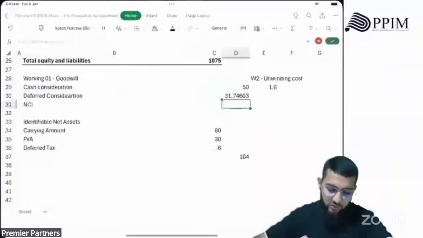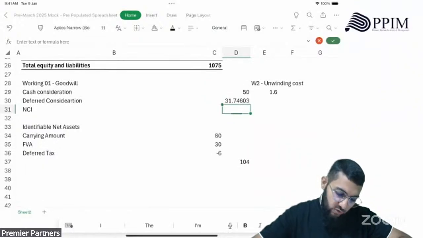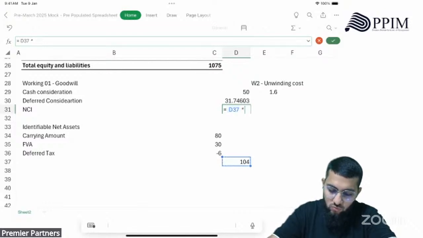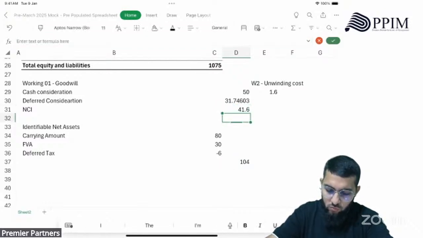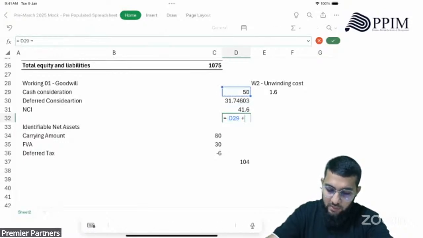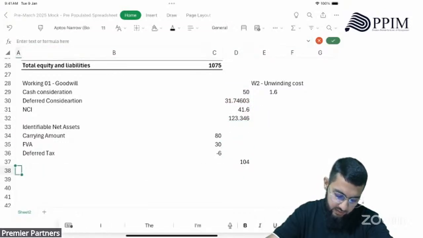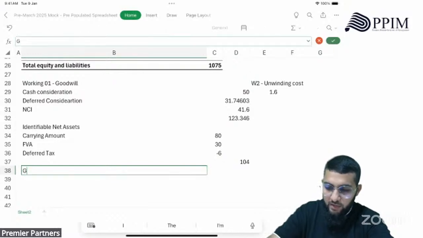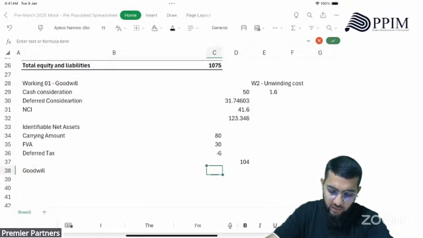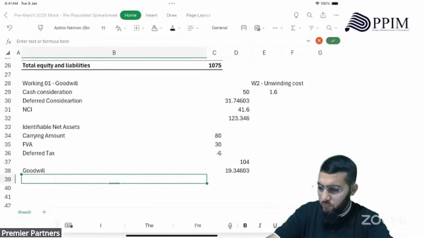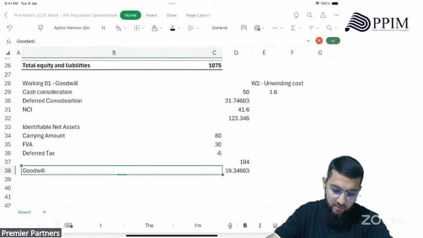Now let's go and do the working quickly. Now we know this is going to be 104 into 0.4 at 41.6. So what's our total consideration? Plus our total investment amount, fair value of the investment. And that gives us a corrected goodwill as well. So we have completed a goodwill working. We have our corrected goodwill figure. Right? That's our corrected goodwill.